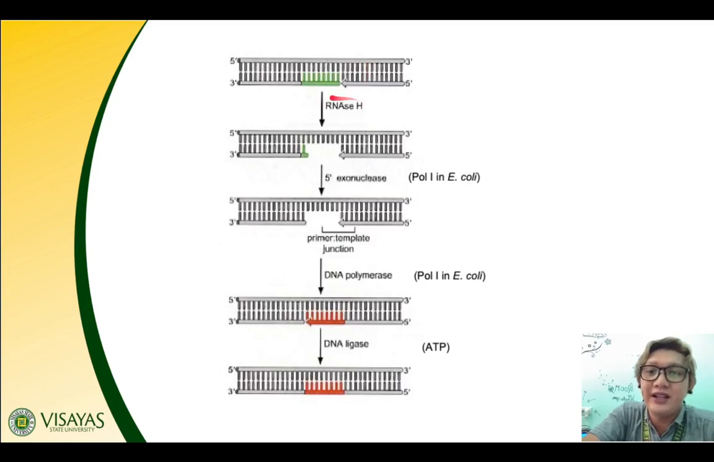So an enzyme called RNase H removes the RNA primer. Then the 5' exonuclease activity of polymerase, not really a replicative polymerase, will remove the remaining ribonucleotide that is attached to the deoxynucleotide, and then a DNA polymerase will also add the missing nucleotides here to seal the gap, and then a ligase will provide the catalysis for the synthesis of the phosphoester bond between the fragments.